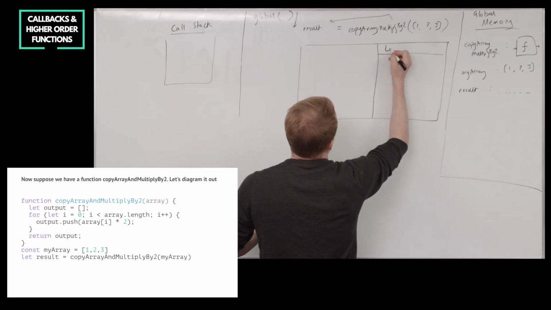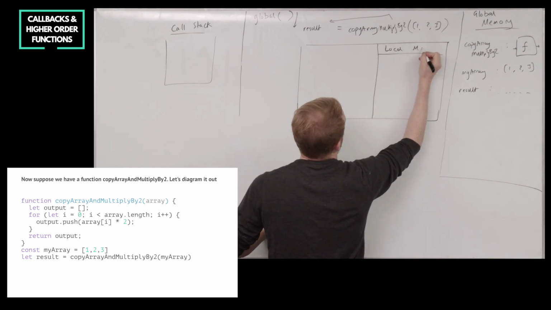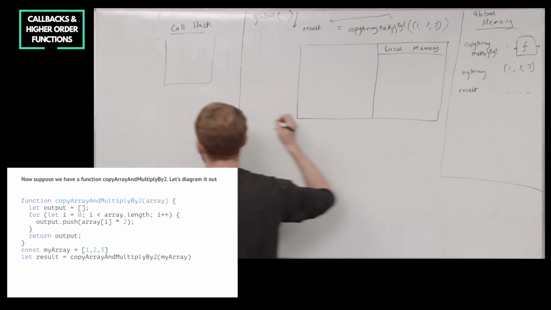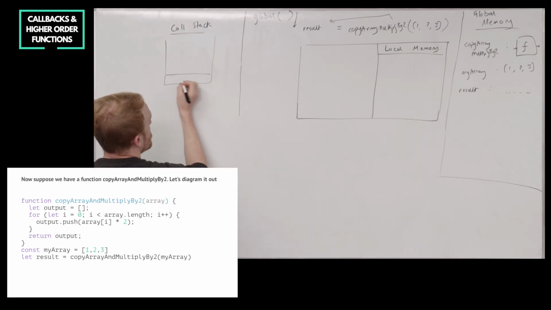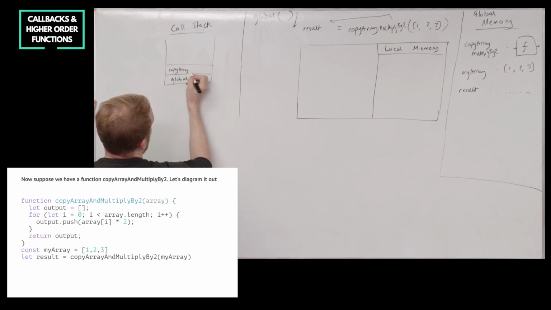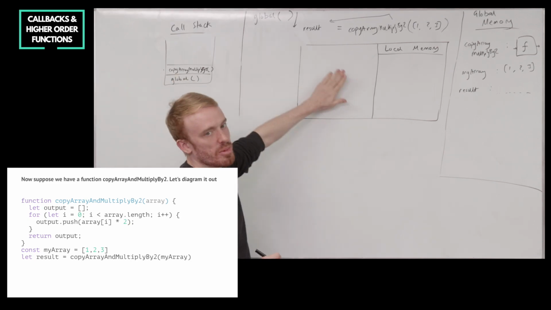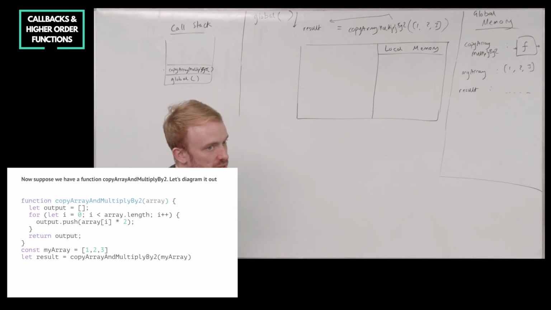Now we can also keep track of these execution contexts on our call stack. We may not always do so rigorously, but here it is. We're in global to start with. We started calling copy array and multiply by 2, so we add it to our call stack, our stack of functions being called, being invoked, and we're now inside copy array and multiply by 2. It's top of our call stack. All right, first thing we do inside, Philip.